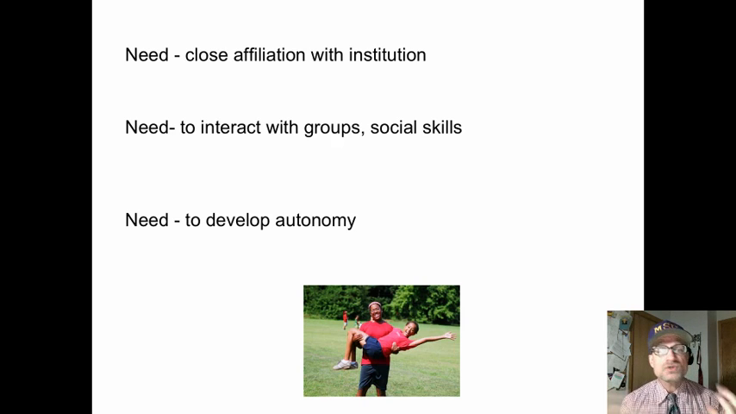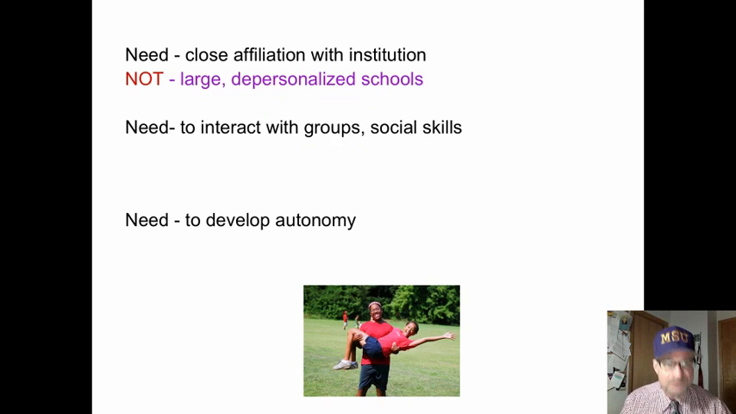You need a close affiliation with the institution, smaller, more personal, not these big malls that we think are high schools and junior highs. Adolescents need to interact with small groups of people. Social skills, we need to teach them and practice them, and they need to develop autonomy.